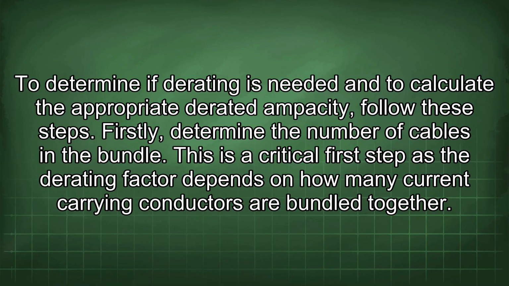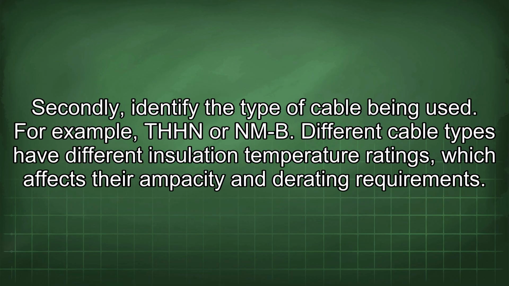Firstly, determine the number of cables in the bundle. This is a critical first step as the derating factor depends on how many current-carrying conductors are bundled together. Secondly, identify the type of cable being used, for example, THHN or NMB. Different cable types have different insulation temperature ratings, which affects their ampacity and derating requirements.